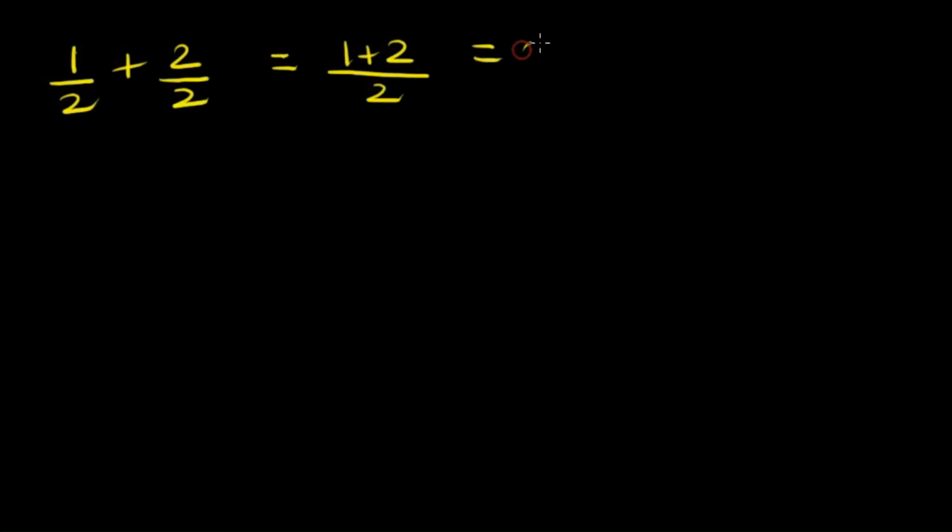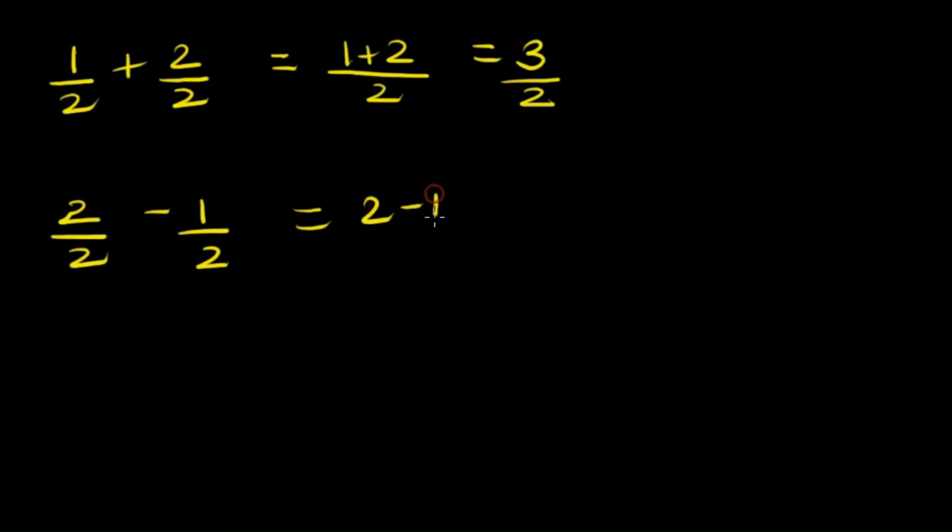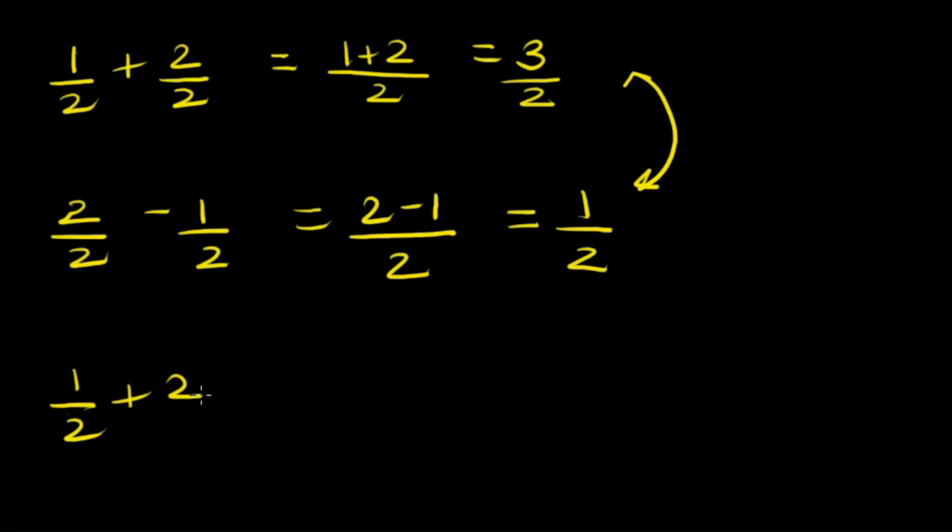First we learned addition. So 1 upon 2 plus 2 upon 2 is 1 plus 2 upon 2, which is 3 upon 2. When there is 2 upon 2 minus 1 upon 2, this is subtraction. This will be 2 minus 1 upon 2, which is 1 upon 2. So the same rules apply, just when the denominator is the same, the same rules for addition and subtraction. Nothing new.